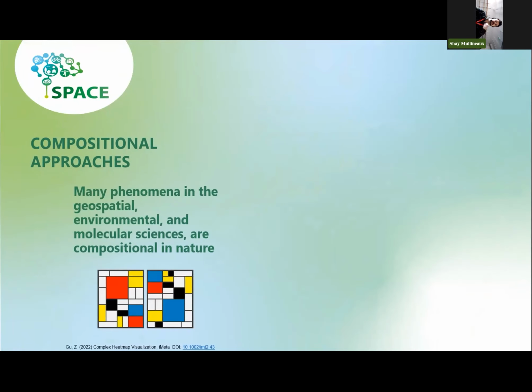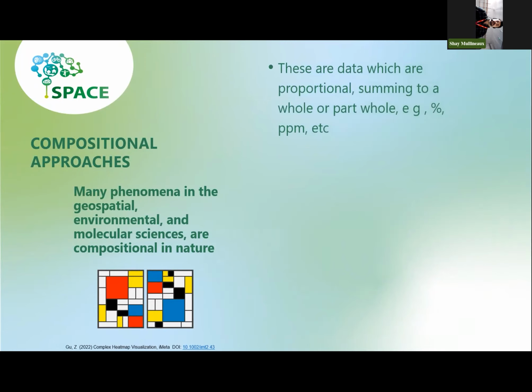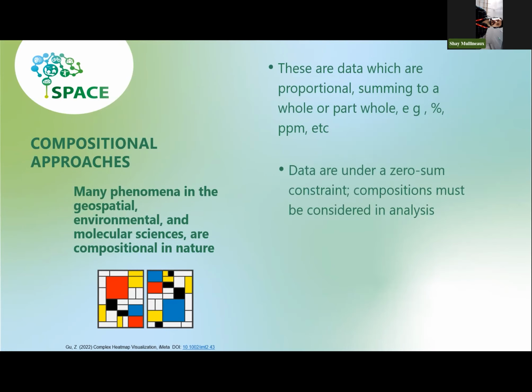So what are compositional approaches? Well, there are many phenomena in the world that we can consider to be compositional. They are geospatial, environmental, molecular, and there are several other examples across multiple different sciences. The key thing is that these are data which are proportional. So they are either summing to a whole or part of a whole, and they're represented as data as either percentages or as parts per million or parts per billion, but they can appear in other forms too.